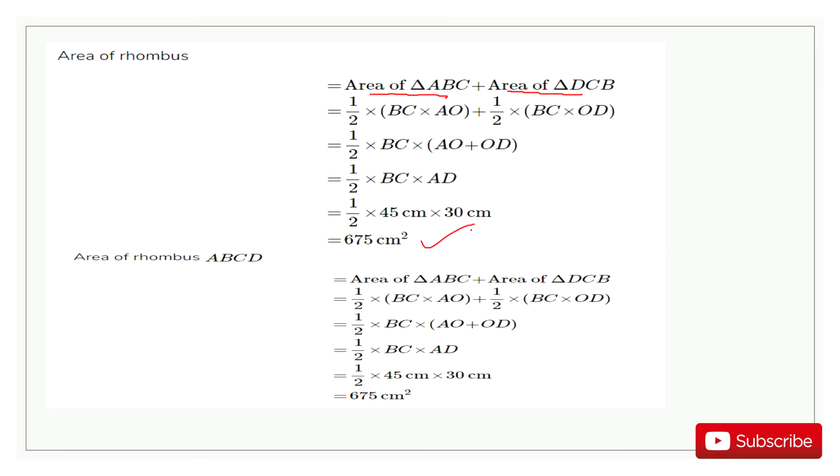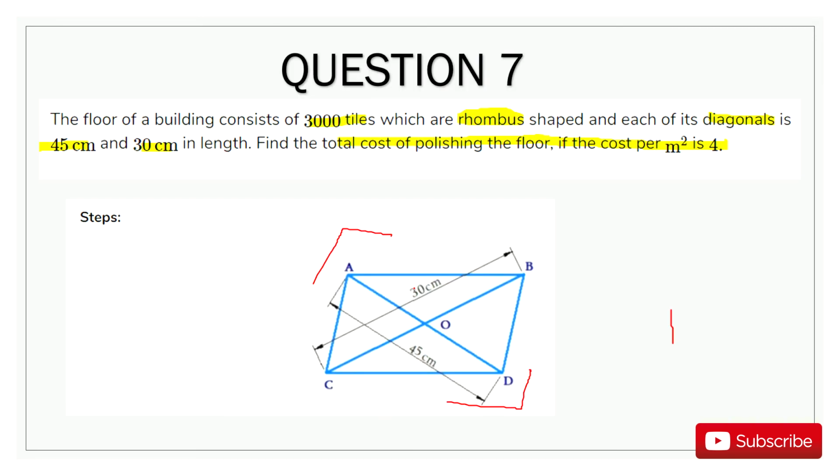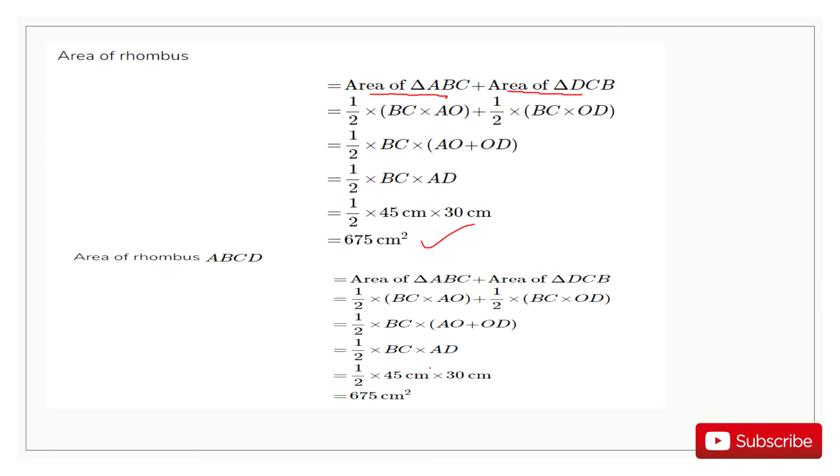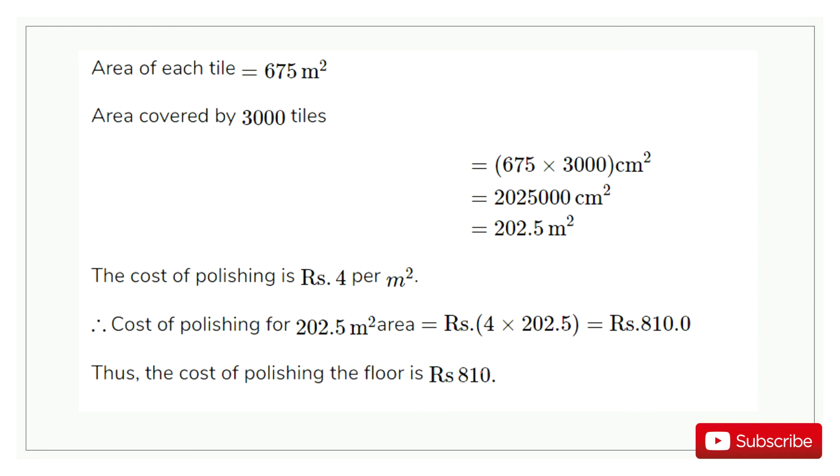Found out the area of rhombus. Now area of rhombus is also the other way around, triangle ABC plus triangle DCB, right? Okay. Then area of each tile is 675 meter square already. Area covered by 300 tiles will be multiply area of one tile with 300 meters, 3000, right?